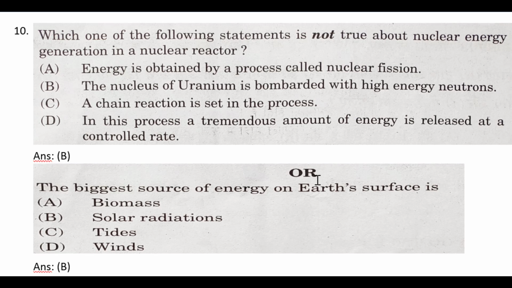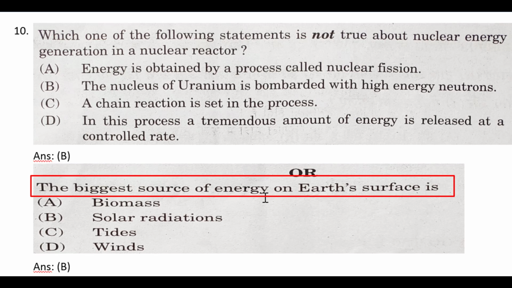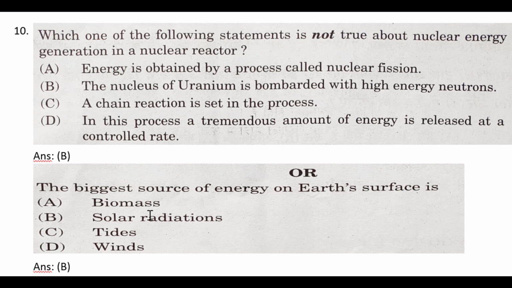The biggest source of energy on Earth's surface is: option A, biomass; B, solar radiation; C, tides; D, winds. Here the option will be B, because as you know, the sun is the main source of energy.